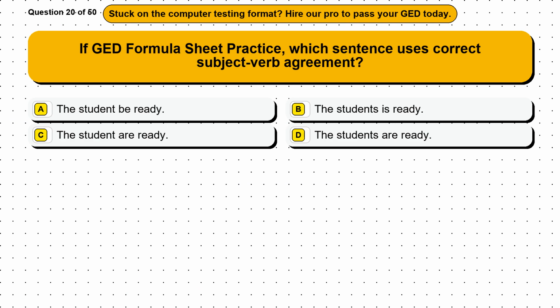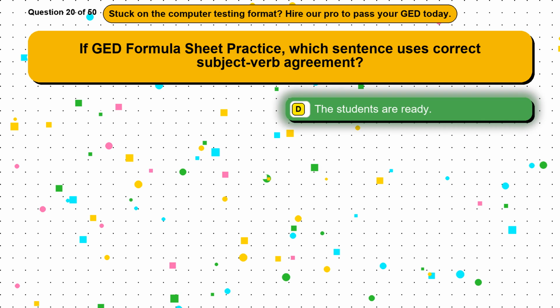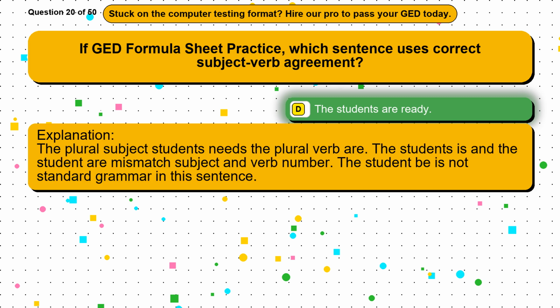Question 20. If GED formula sheet practice, which sentence uses correct subject-verb agreement? Option A, the student be ready. Option B, the students is ready. Option C, the student are ready. Option D, the students are ready. The correct answer is option D. The students are ready. The plural subject students needs the plural verb are. The students is and the student are mismatch subject and verb number. The student be is not standard grammar in this sentence.